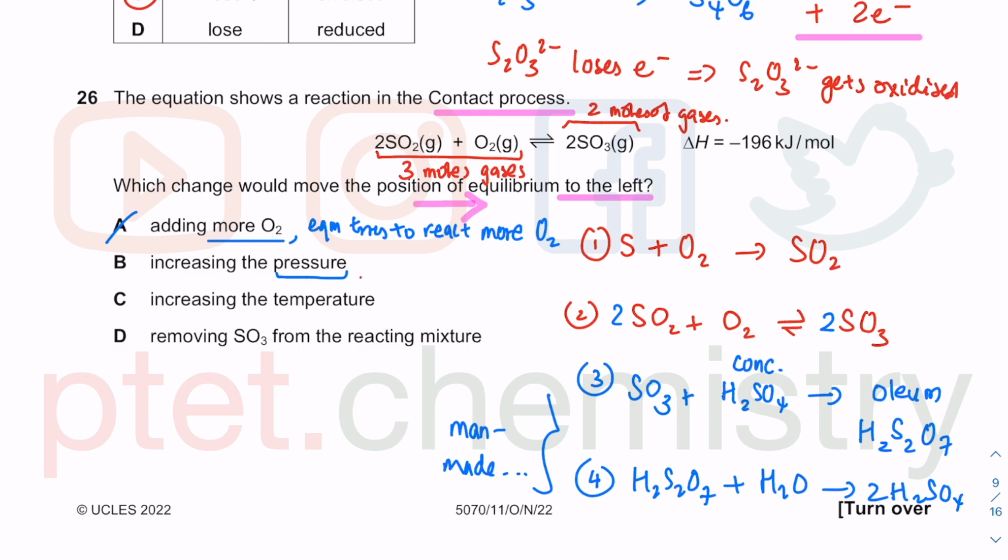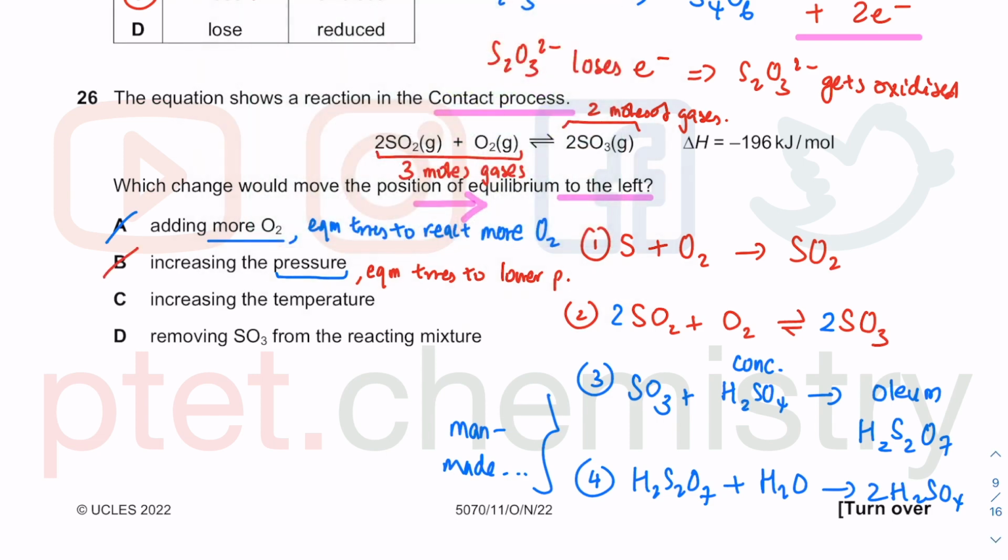When you increase pressure, what will equilibrium try to do? Equilibrium tries to lower the pressure, tries to decrease the pressure. Of course, you will shift the equilibrium to the side with fewer gases. So you will shift to the right again, so B is not correct.